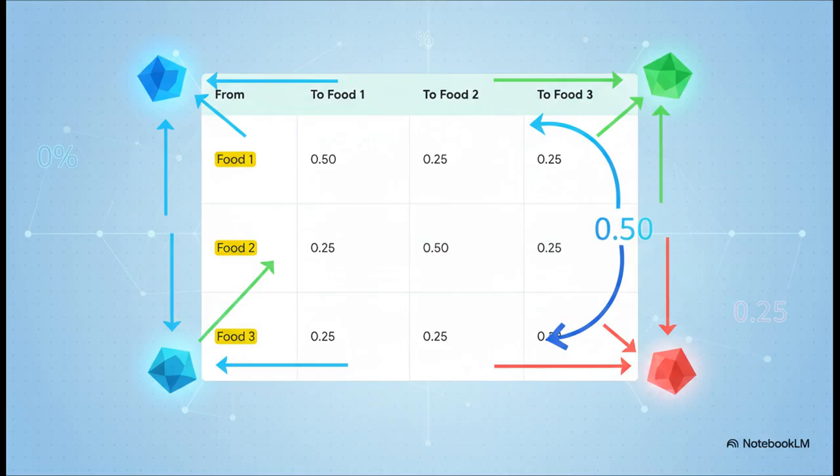When we map that behavior, we get this really nice symmetrical 3x3 matrix. See that line of 0.5s running down the diagonal? That's the 50% loyalty chance, the probability that the animal eats the same food again. The other numbers are the 25% chance it switches. And of course, every row still adds up to 1.